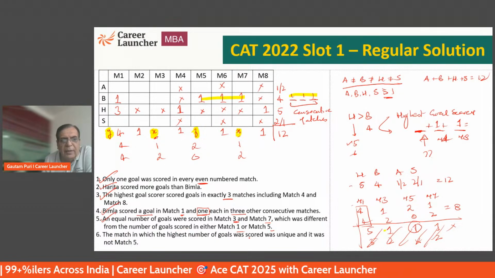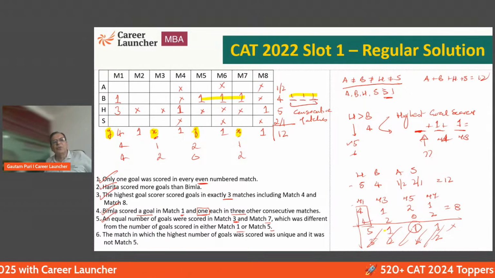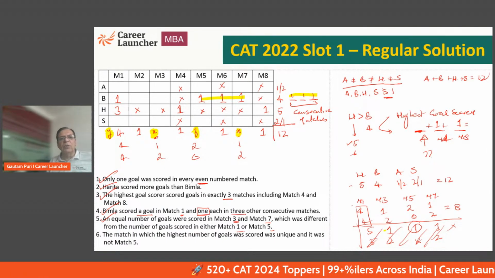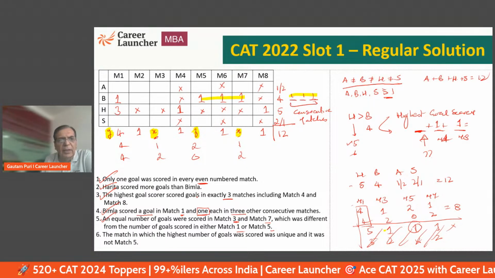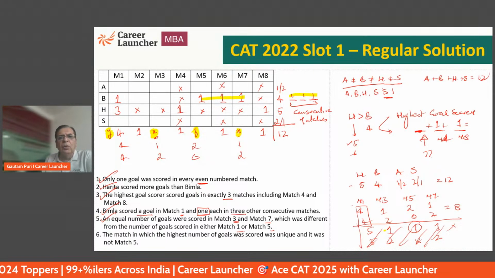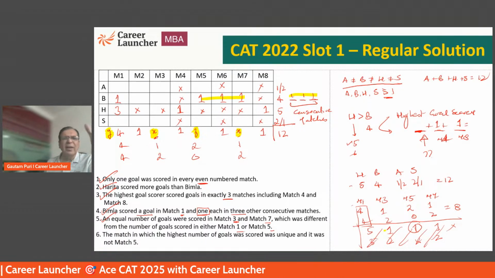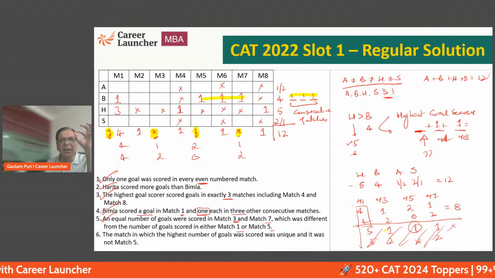Statement 6: the match in which the highest number of goals was scored was a unique one, and it was not match 5. So match number 5 cannot have the highest number of goals scored. Now you'll have to start making cases if you look at this set. It can be solved; you can just take it forward and solve it. I don't have any issue with this one. But at the end of the day, all I'm saying is this will mean you have to start making cases.